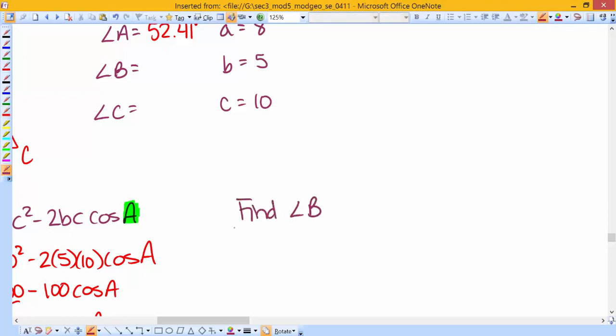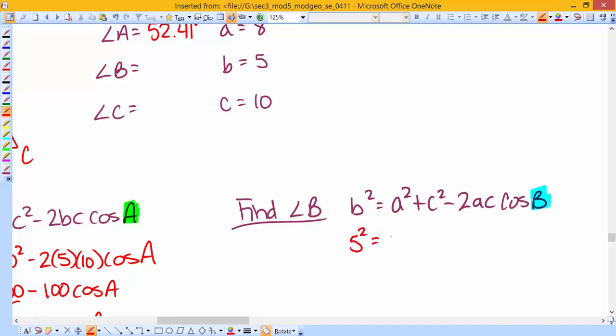So I only have to go through this process one more time. Since I'm finding angle B, I'm going to use B squared equals A squared plus C squared minus 2AC cosine of angle B. And again, I'm finding angle B. So I'm going to plug everything else in.